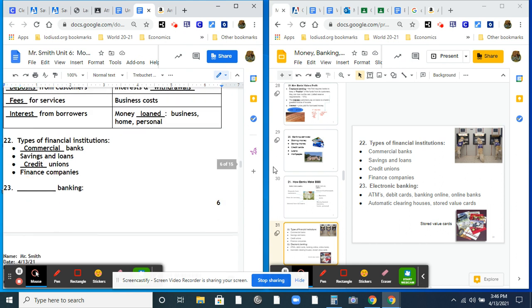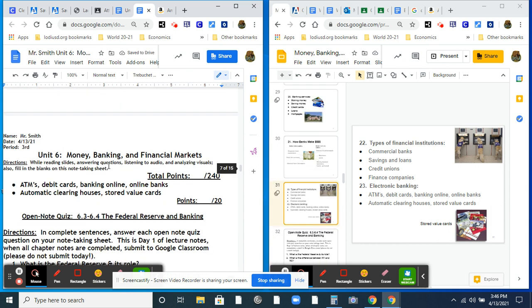You got finance companies. You have electronic banking. This is anything, debit cards, banking online. I don't know how banking online and online banks are different. It's the same thing. Anyway, get the idea. The more things are automated, the cheaper the overhead cost. Then you get these automatic clearinghouse and stored value cards. It's another form of banking.